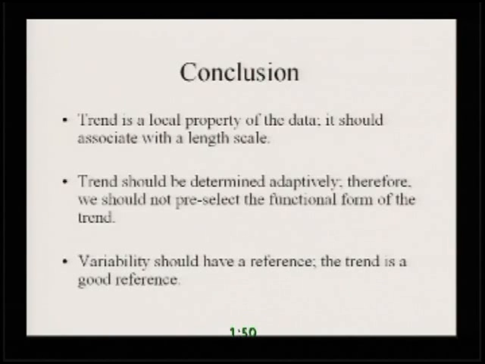If you cannot determine a good trend, then you cannot determine a good variability. The variability varies from a reference. So these are all tied together: trend, detrend, and variability. That is what one of our recent papers discussed. If you cannot download that paper, you can come to me, and I will give you a hard copy.